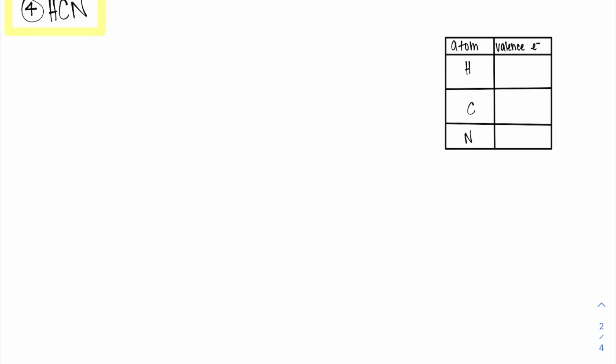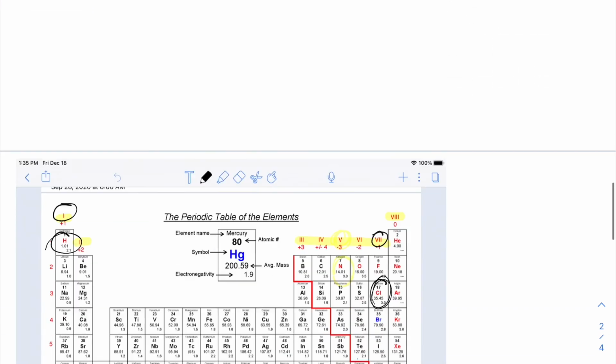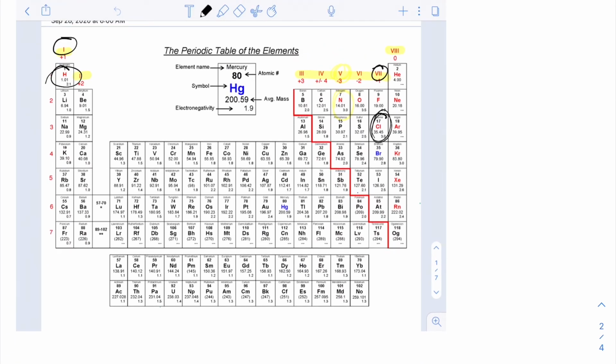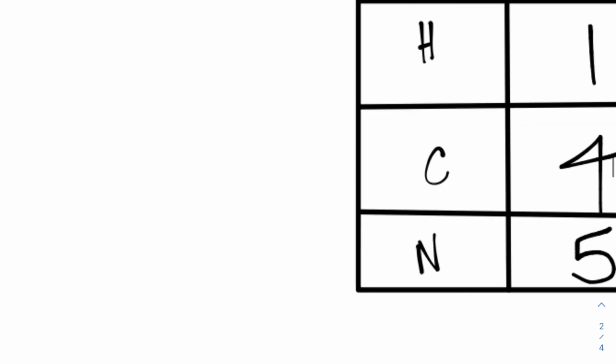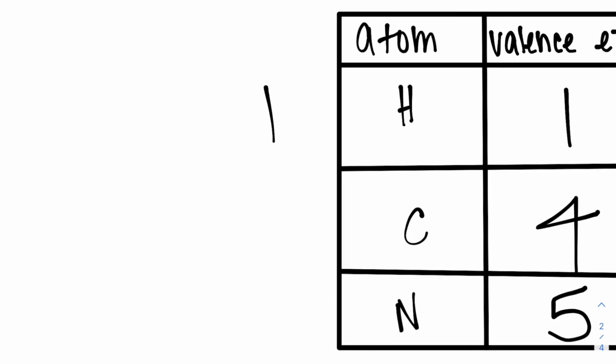First, again, we're going to figure out our valence electrons for each individual atom. We have H, C, and N. So H, we are at 1. C, over here, we're at the Roman numeral 4. And N, which we've done already, is 5. So I'm going to fill that in, and then draw the individual Lewis structure for each one of these atoms. C, we have 4. And N, we have 5.